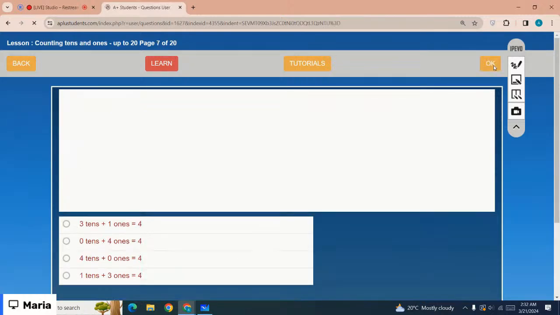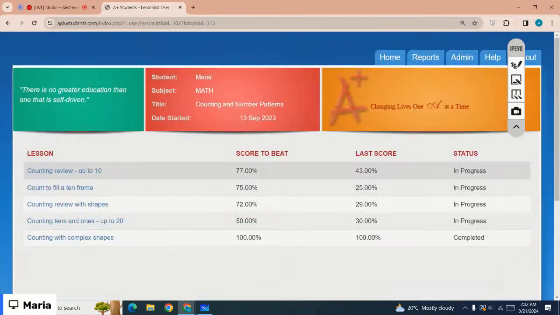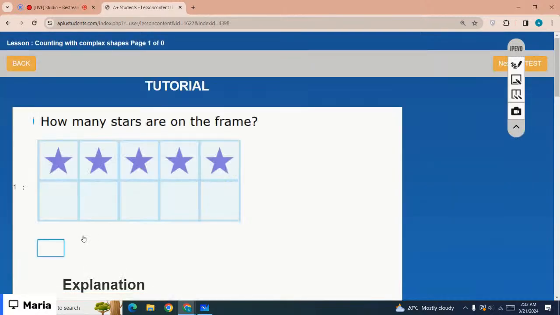Okay, you can complete the lesson by yourself later today. Let me just move on to the next lesson. Okay, the next one is counting with complex shapes. Let's just start with the next lesson. So, how many stars are on the frame? Which is the correct option?